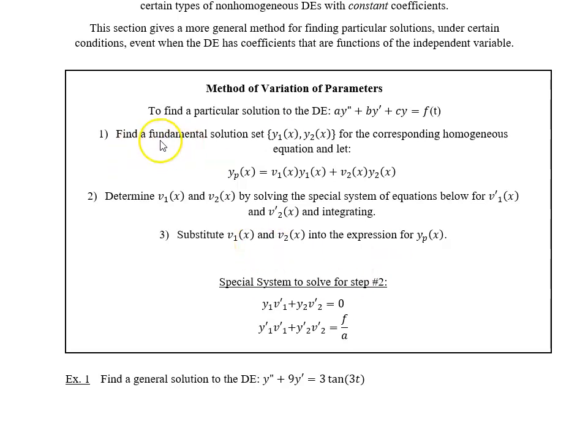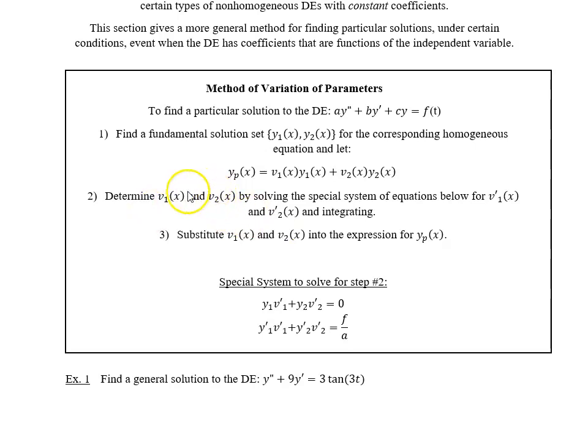We're going to find first a fundamental solution set. In other words, two particular solutions that would work for the corresponding homogeneous equation. As usual, set it equal to 0 and solve. And so y1 and y2 are going to be two particular solutions that would work. And we're going to call the particular solution then to our general differential equation, v1 times y1 plus v2 times y2, using the superposition principle. And then the next step would be to figure out what v1 and v2 are.